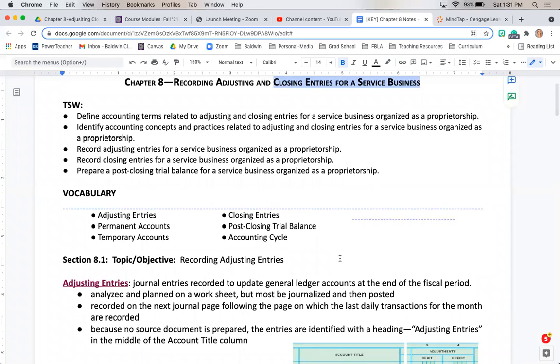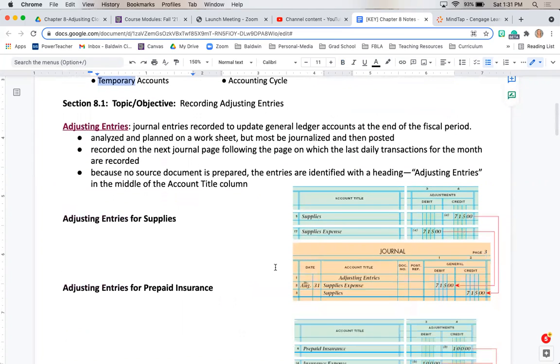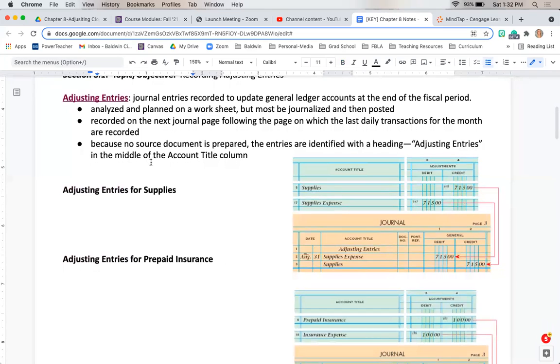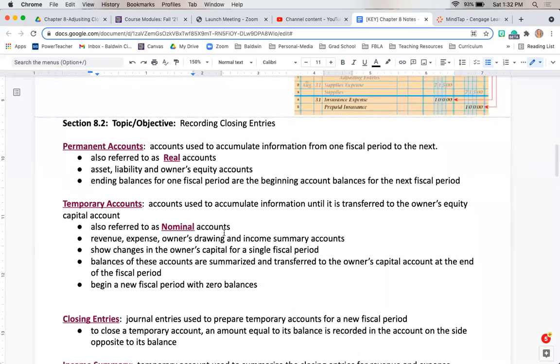What we are going to have to do is close out what are called our temporary accounts so that we can prepare for our next accounting cycle, our next accounting period, the next fiscal period for that business. As a review, in your notes here, it talks about adjusting entries, which we did back in chapter 6, and how we record and journalize them, because you might get adjusting entry information pop up again in chapter 8. That's because it leads us into what are called closing entries.